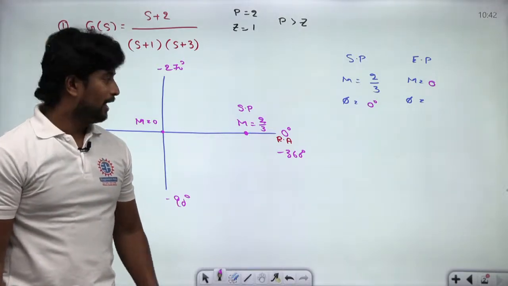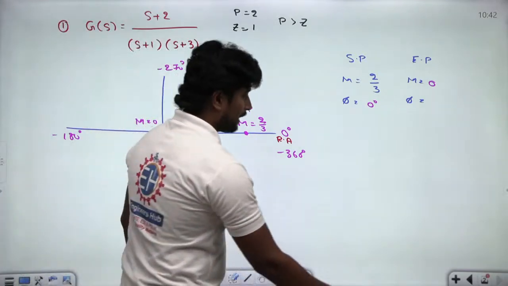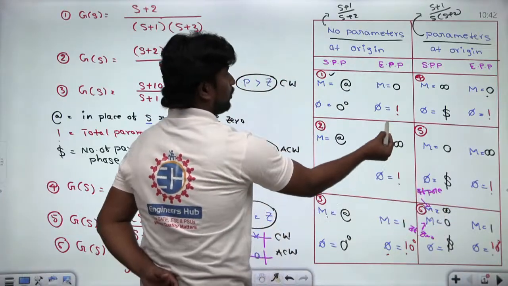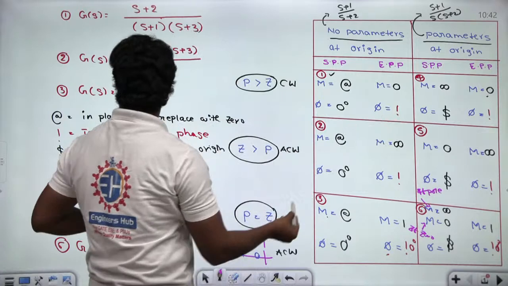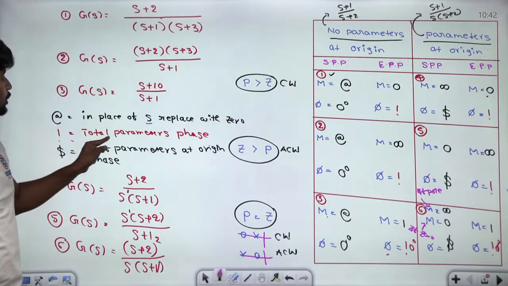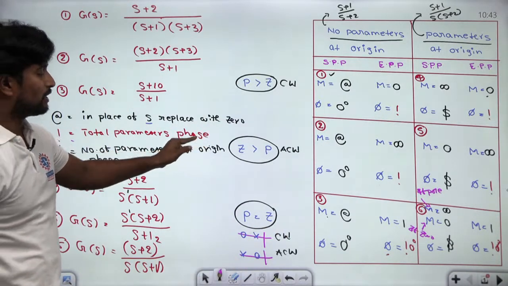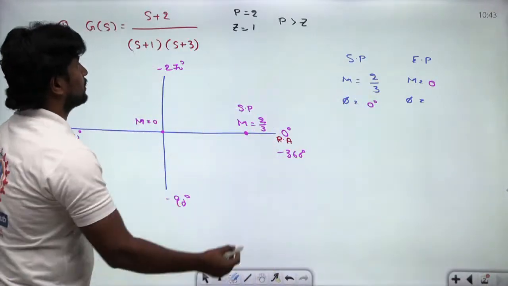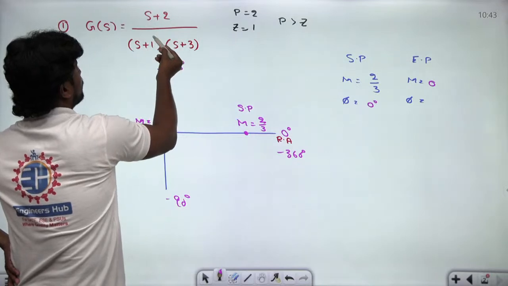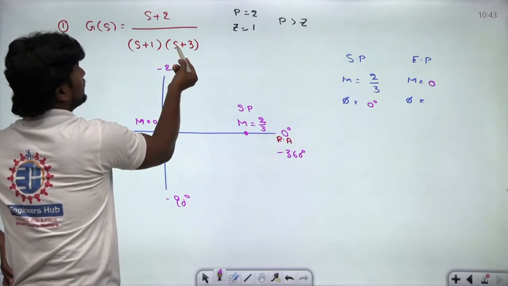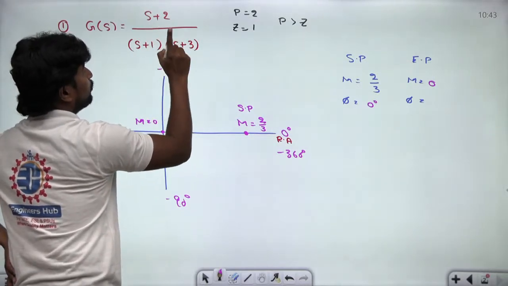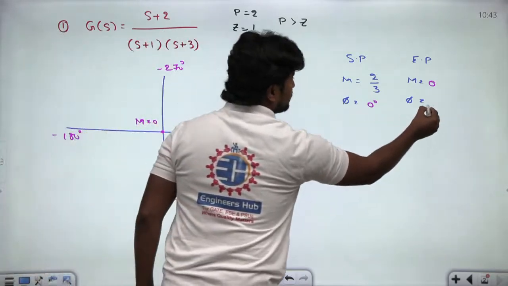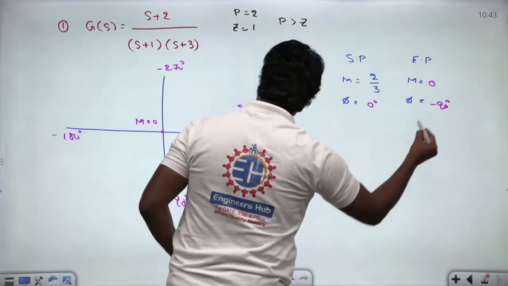Are you clear? And what about the phase? Guys, carefully listen. Check the table. The phase depends on the total parameters' phase. So what are the total parameters? Check once. The 1 zero and 1 pole phase gets cancelled. What is the remaining pole? Only 1 pole. That means the maximum phase of 1 pole equals how much? -90. It's -90. There is no doubt.